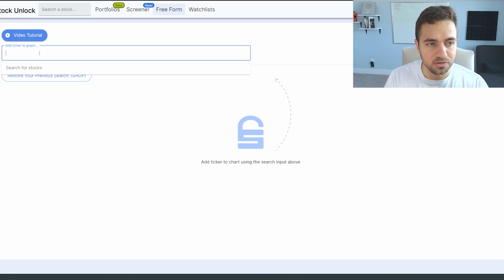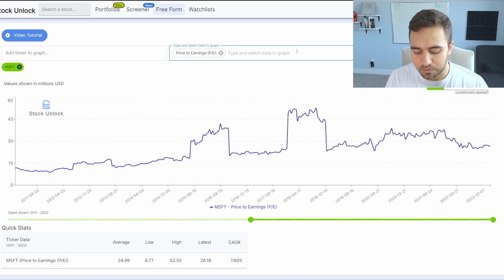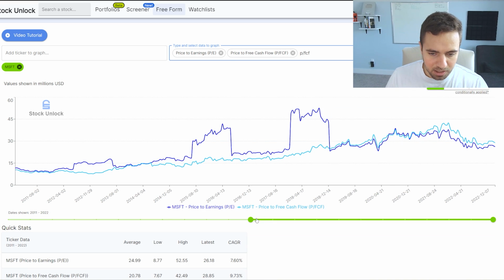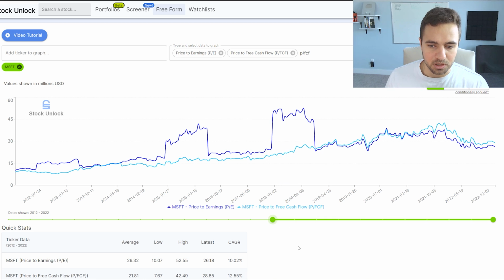Let's head back over to our freeform tool and let's take a look at Microsoft. And we're going to take a look at Microsoft's price to earnings ratio versus its price to free cash flow over the past decade, which is right here. So this dark blue line right here is Microsoft's price to earnings ratio, and then the light blue line is Microsoft's price to free cash flow ratio. Now take a look at this chart and take a look at which ratio is more consistent, which one is more reliable. Well, in my opinion, it is the price to free cash flow metric. Throughout history, it has been much more steady, much more consistent, and much more reliable.